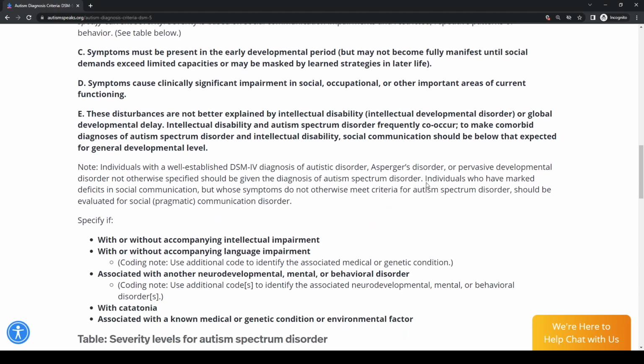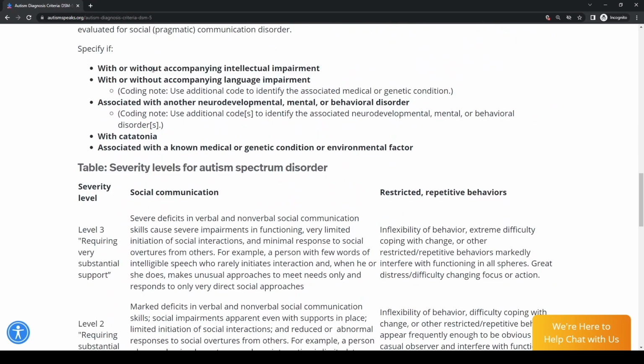So let's go to here. Usually you have to make sure whether they are accompanied with intellectual impairment and language impairment. Intellectual impairment is quite difficult to assess because most of the time ASD children are masked, meaning if you tell them to do an IQ test, it's very hard. Just their behavior is very hard to manage already.